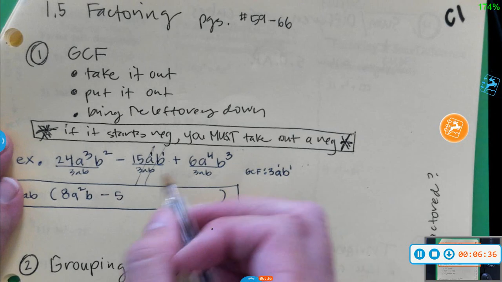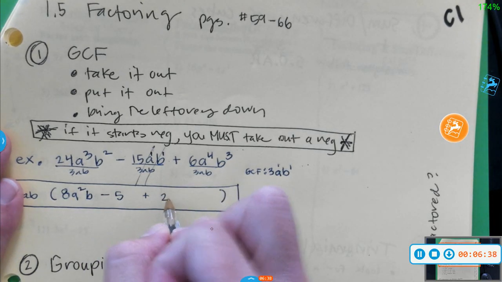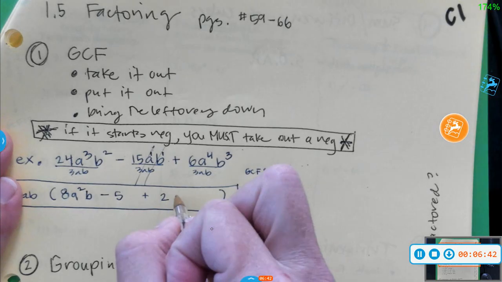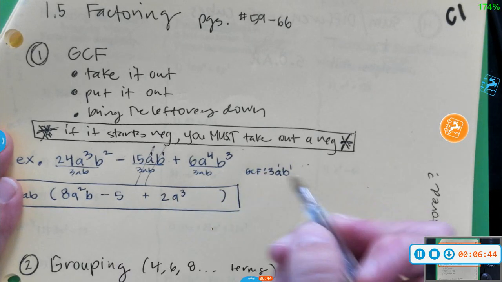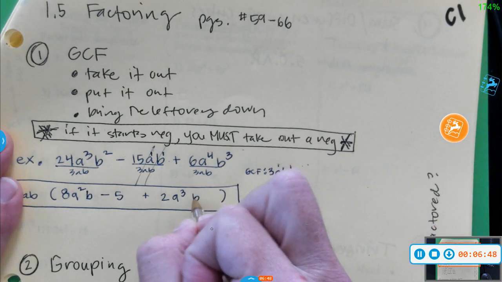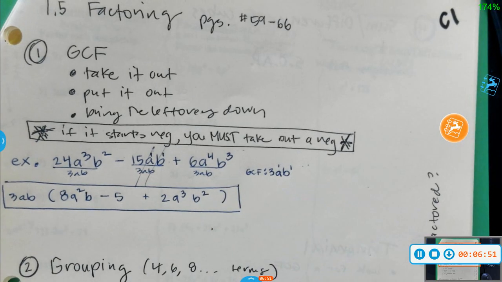And then we'll do the last one. There's a plus sign, so I'll put a plus 2. 4 A's on the top and 1 A on the bottom. That's going to leave me with A cubed on the top. 3 B's on the top, 1 B on the bottom. That's going to leave me with B squared. And that's it. That's the final answer. You cannot combine any of those things in the parentheses because they're not like terms. So that is the final answer for taking out the GCF.